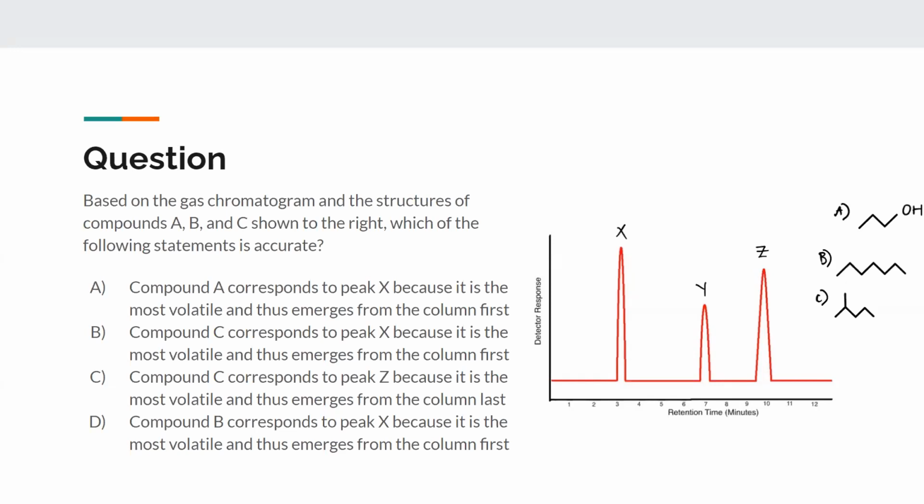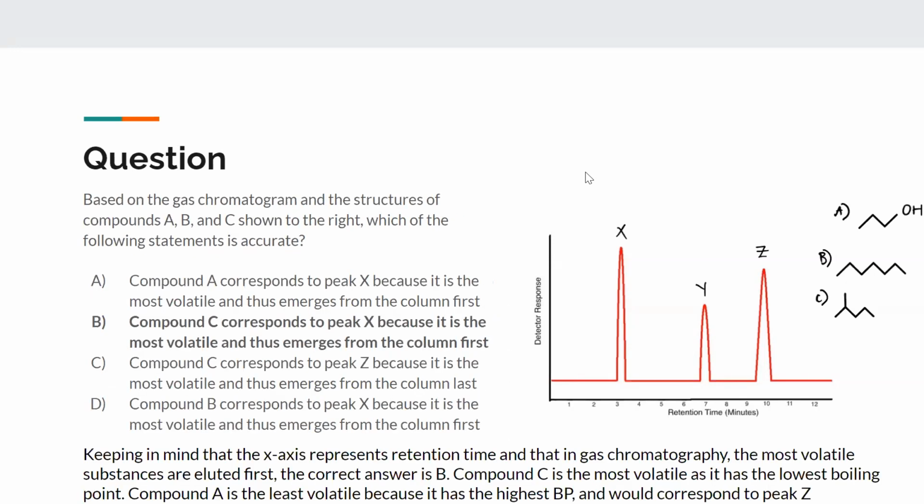All right, so do you guys want to give this last question a go, or should I just explain it to you guys? Okay. So the way you would want to answer this question is by identifying which compound is the most volatile and associating that with peak X. Since, like I said, volatile compounds are detected first, compound C would be our most volatile compound because it only contains London dispersion forces and is branched. So that makes the compound very weak and volatile. And B is our answer. Compound A, on the other hand, is the least volatile because it has that OH group. Because it has that hydrogen bond, it makes the compound more stable and less volatile. Does that make sense?